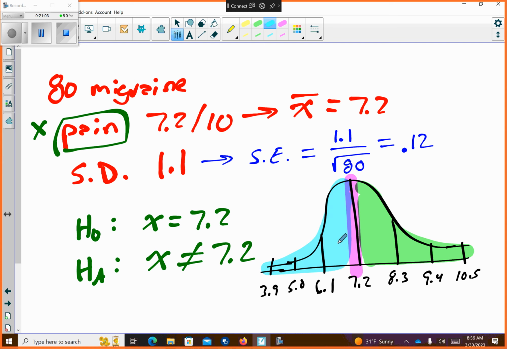Okay? The green and the blue regions are where it's not equal to. Let's see. Oh, paper's in front of me. All right, create a null sample distribution. Let's assume that our sample showed a pain level. So now we're going to say, hey, we have this sample.